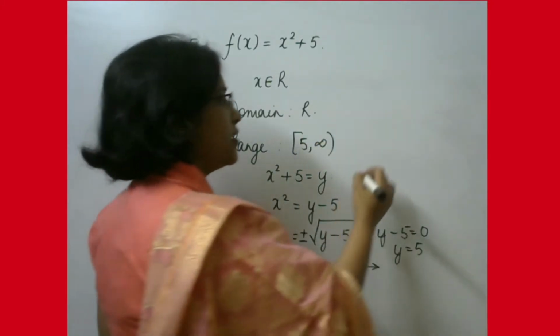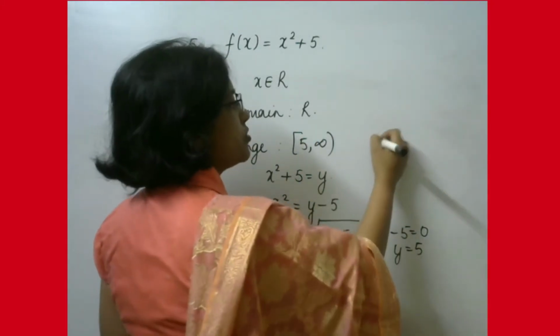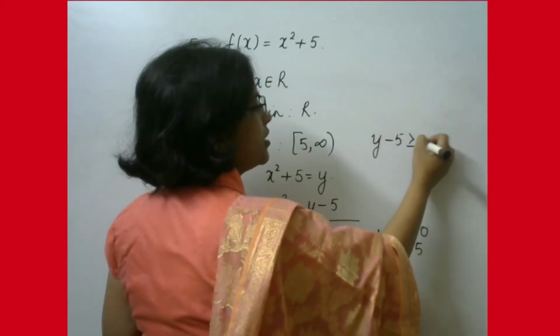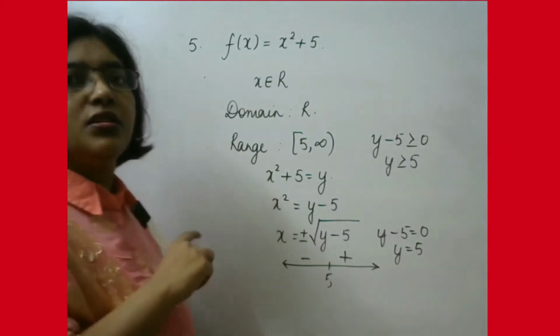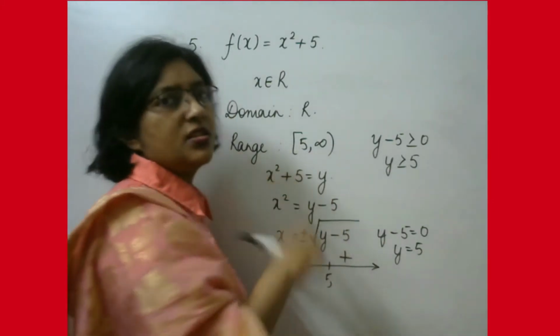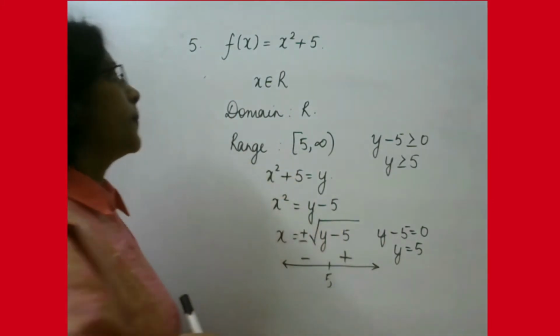And if you do it in another way, the square root term should be non-negative, and you get y greater than or equal to 5. So 5 to infinity is the range.